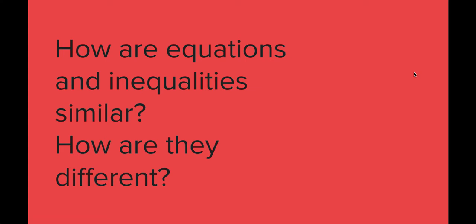How are equations and inequalities similar? How are they different? We solve equations and inequalities with pretty much the same process. Those answers just look different because one will have an equal sign, an equation, and that means we have one answer for an equation. Inequalities have an inequality sign, which means we have infinite solutions for our inequalities.